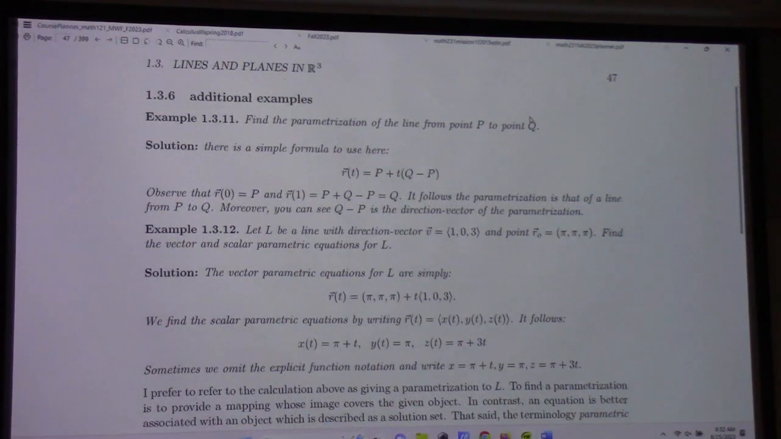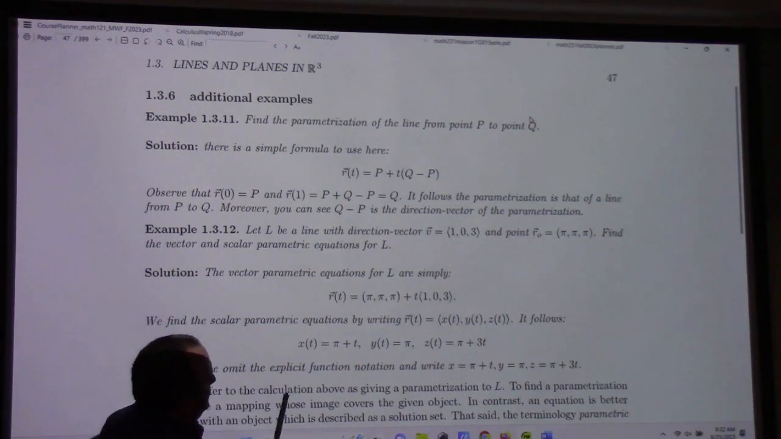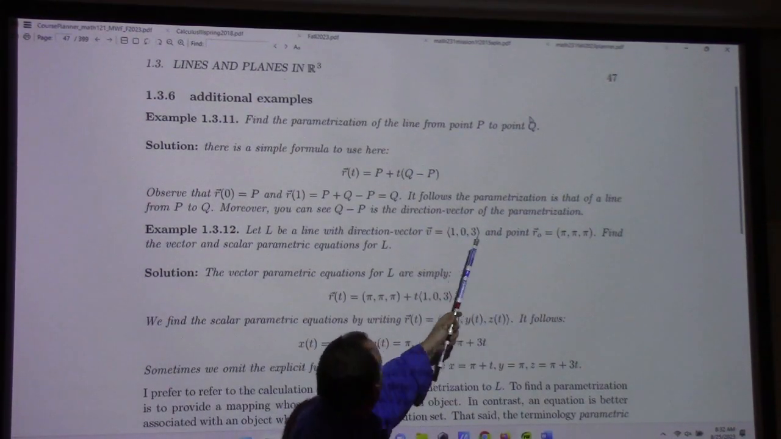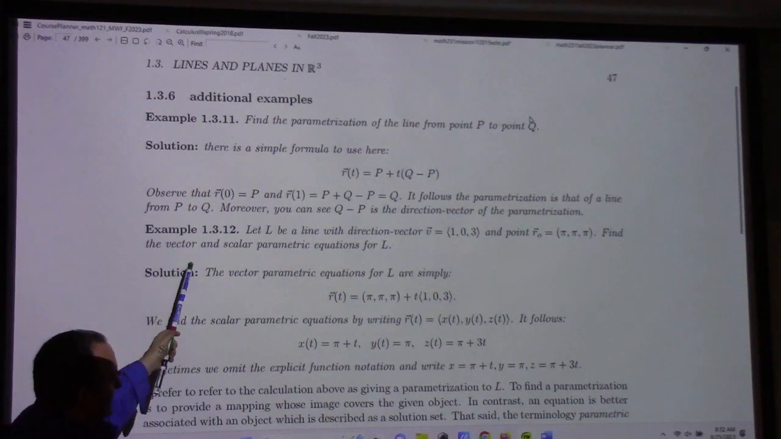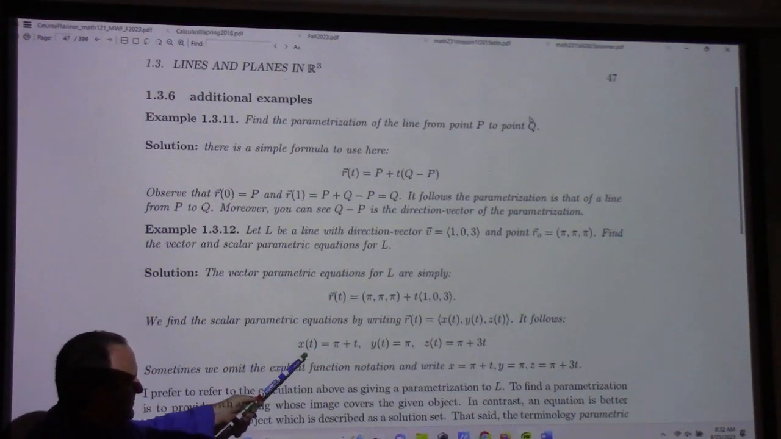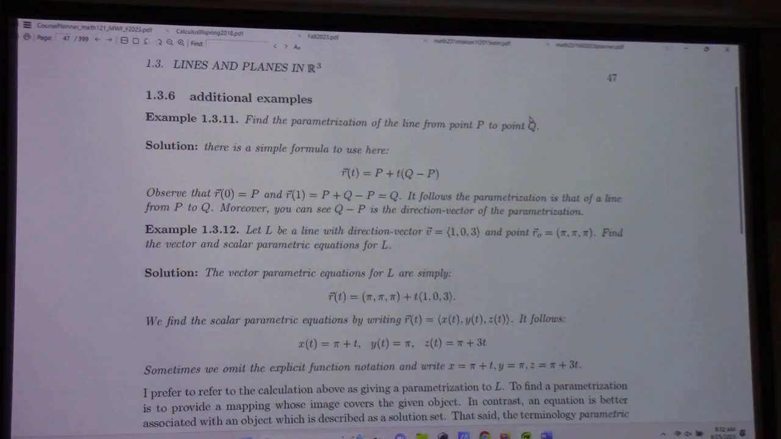So, additional examples. Read through here. There's tons of mix and match kind of things. Well, simple enough. Here, let L be aligned with this direction vector and pass through that point; find the vector and scalar parametric equations. I think you all will be able to do this one. No one's likely going to get stuck on that homework problem, right?